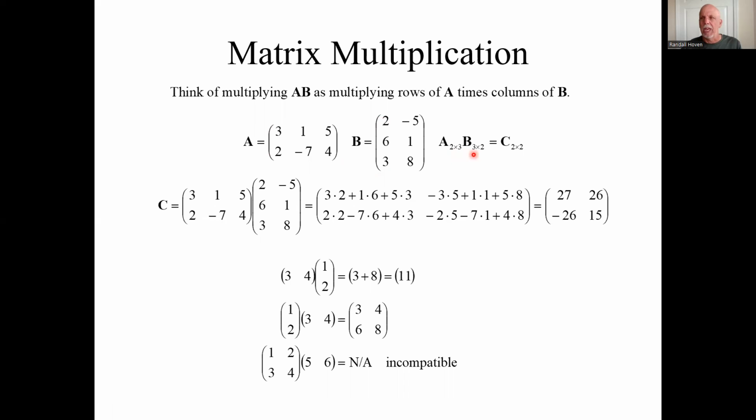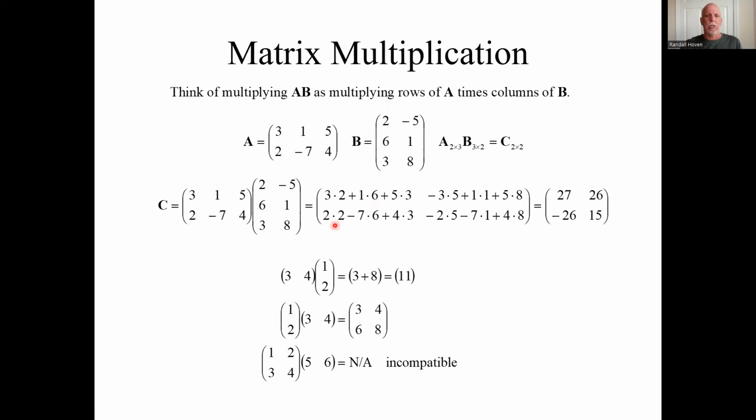Those inner threes match, and the result is going to be 2 by 2. How do you do that? The top left result in C is going to be this top row times this left column. 3 times 2 is 6, plus 1 times 6 is another 6, plus 5 times 3 is 15. That arithmetic, that element is 27.